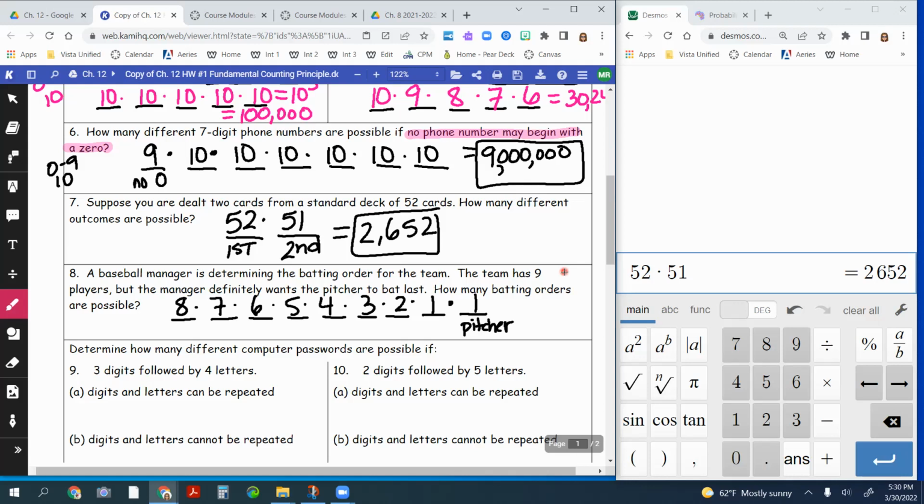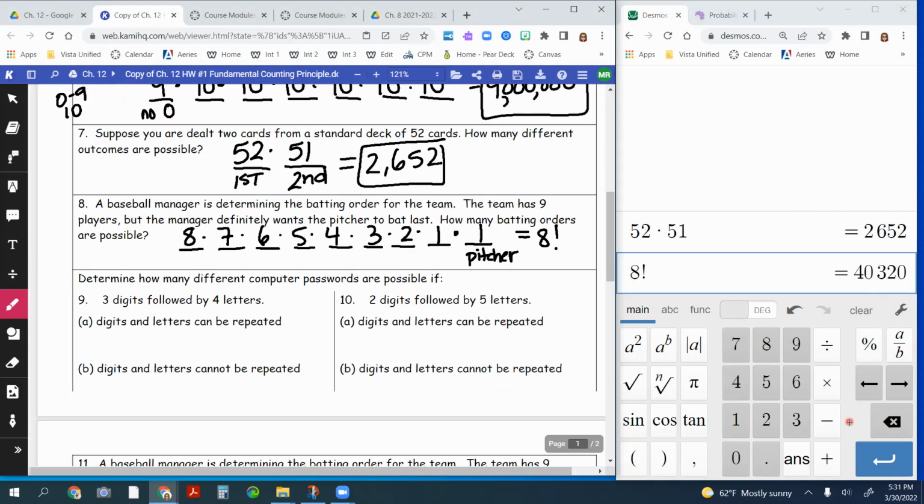7, 6, 5, 4, 3, 2, and then 1. So really, this is 8 factorial. And again, we have an extra times 1, but timesing by 1 doesn't change anything. So for this one, I'm going to do 8 factorial. And 8 factorial is 40,320. So this is going to be 40,320.